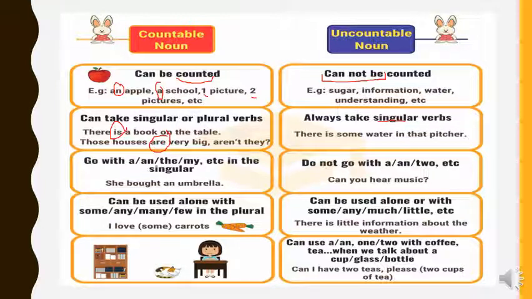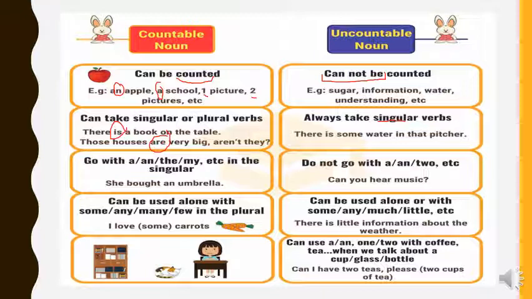They do not go with an, a, or two. For example, can you hear music? I cannot say can you hear a music or two music or one music and so on, with numbers. These nouns can be used alone or with some, any, much, little. There is little information about the weather.